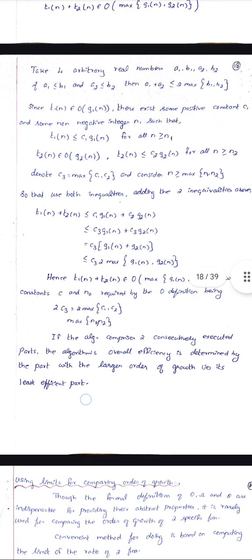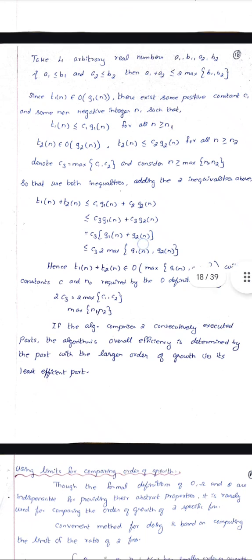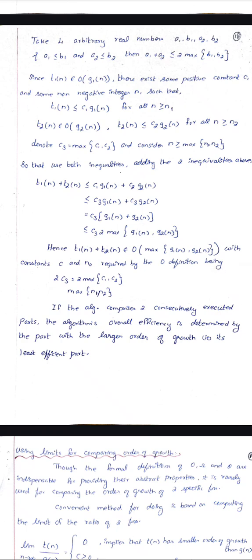If an algorithm is composed of two consecutively executed parts, the algorithm's overall efficiency is determined by the part with the larger order of growth.